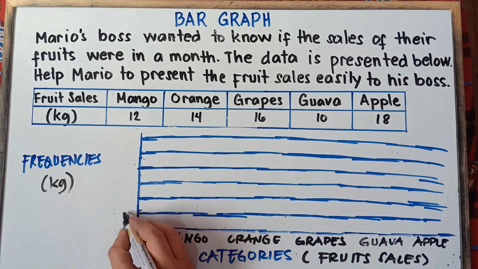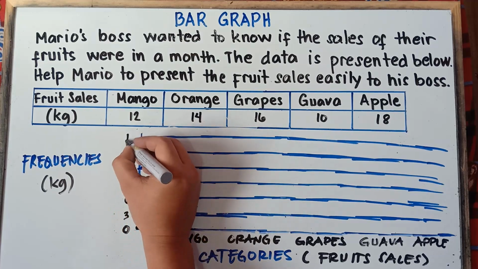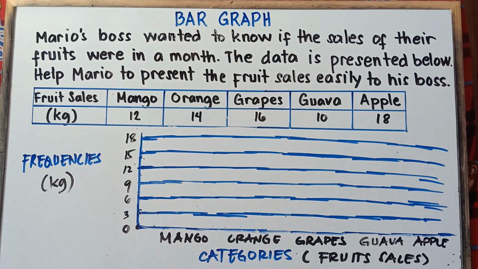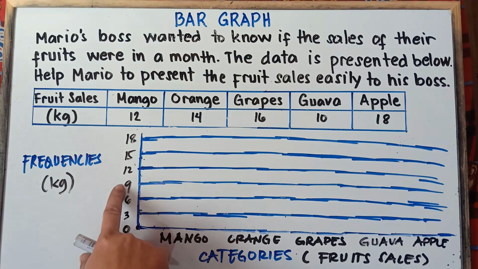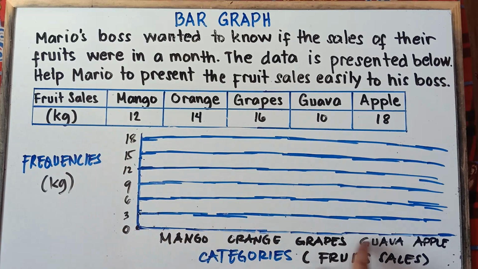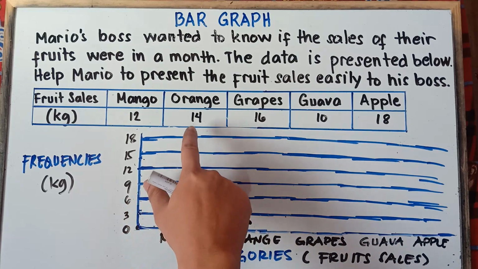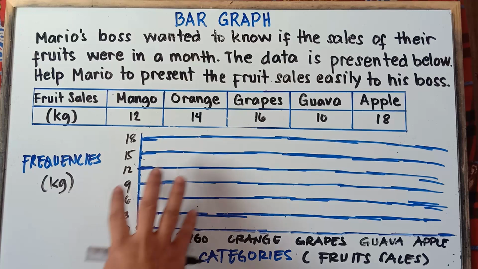So 0 plus 3 is 3, 3 plus 3 is 6, 9, 12, 15, and then 18. So therefore, we can use 3. It's better to use skip counting by 3. So we have how many horizontal lines? 1, 2, 3, 4, 5, 6, and then 7 horizontal lines. Alright, so we're all set with regards to our graph.